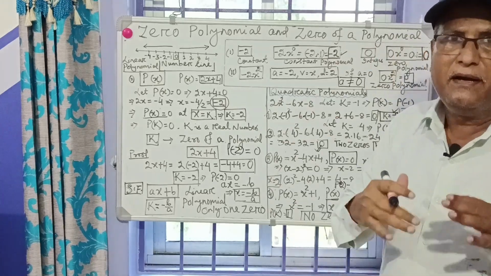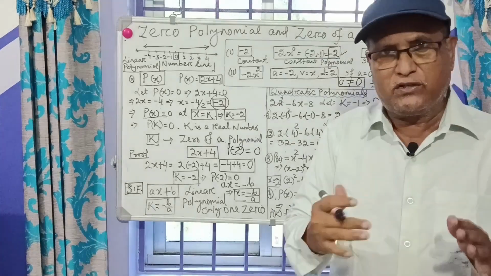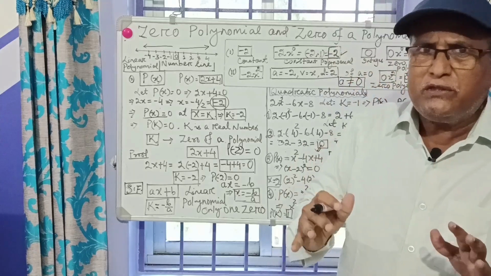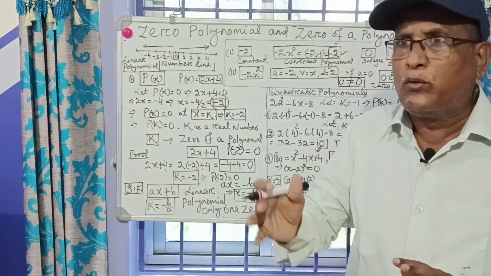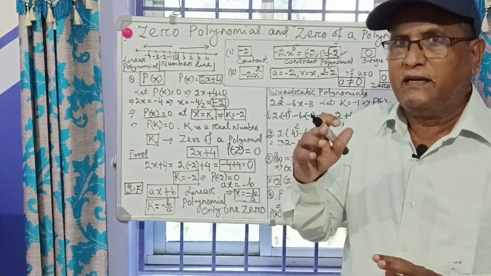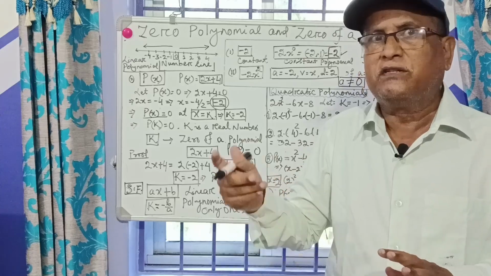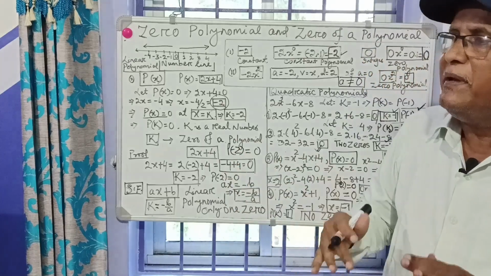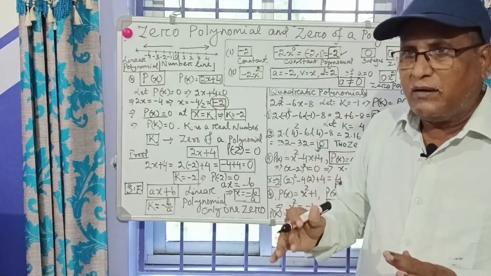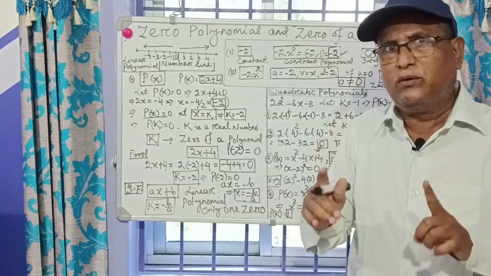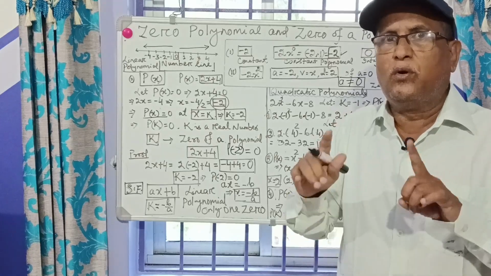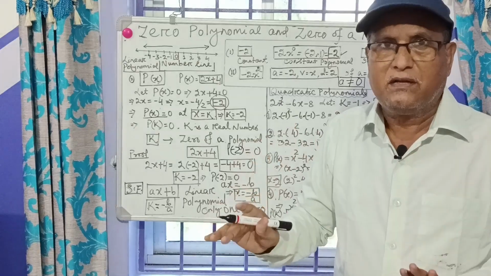In our next class, we shall discuss how zeros are related to the coefficients, that is a, b and the constant c of a polynomial. So how the zeros are related to the coefficients of polynomials.